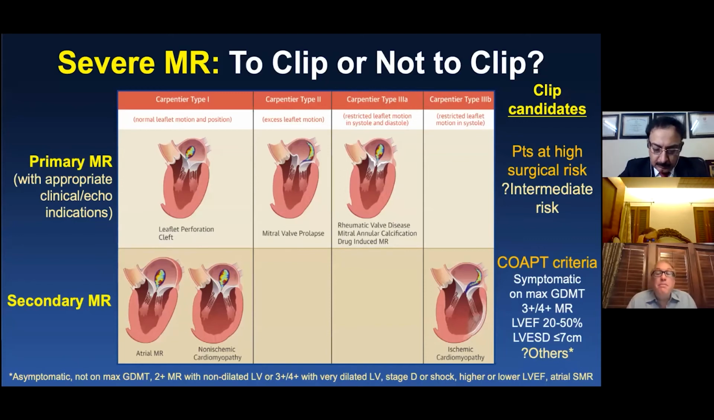I suspect that many of those with secondary MR in those classifications would benefit by the MitraClip, but we need to do more studies before we can routinely recommend that as Class 1 guideline-directed therapy. Thank you very much.